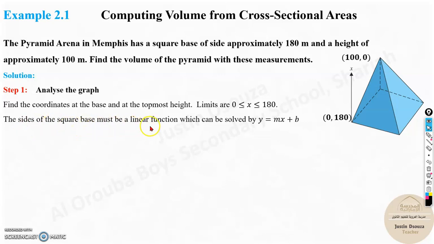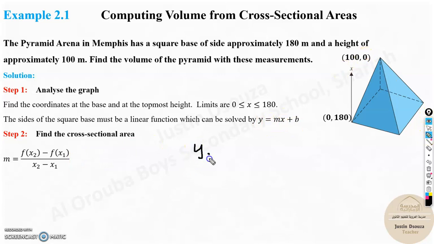Now the side of the square base must be a linear function to be solved. Here you can see it's a straight line, a linear function, right? We know a linear function is given by y is equal to mx plus b, where m is the slope. If you find this equation, that is the side, then you can easily square it to find the area. So to find the cross-sectional area, in step 2 first you need to find the slope. How do you find the slope? By using this formula: y2 minus y1 divided by x2 minus x1.